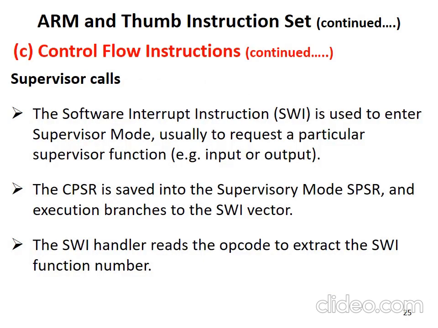One more instruction to be discussed in control flow instructions is the software interrupt instruction, SWI. It is used to put the processor into supervisor mode, usually to request a particular supervisor function, for example an input or output function. After this instruction, the CPSR is saved into the supervisor mode SPSR, and the execution branches to the SWI vector. The SWI handler reads the opcode to extract the SWI function number.